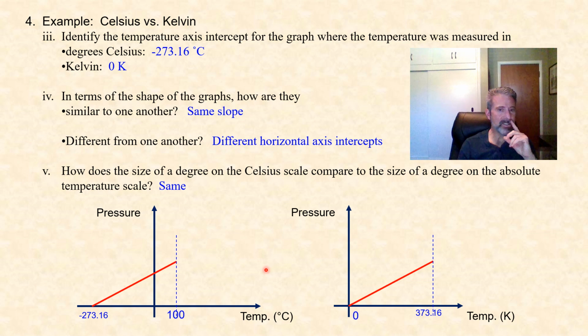And finally, how does the size of a degree on the Celsius scale compare to the size of a degree on the absolute temperature scale? They must be exactly the same. And the fact that the slopes of the graphs are the same would imply that the size of 1 unit of temperature on each scale would be the same as well.